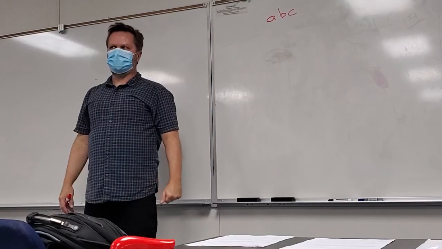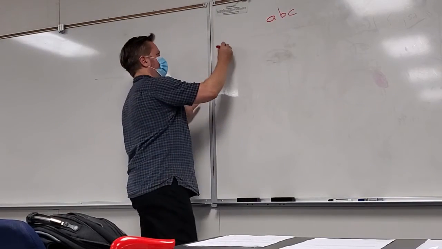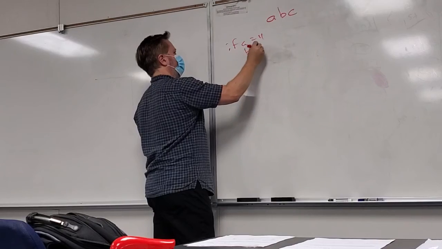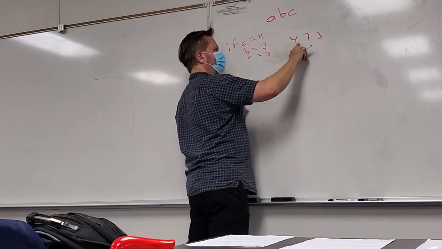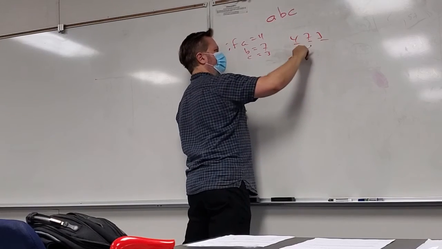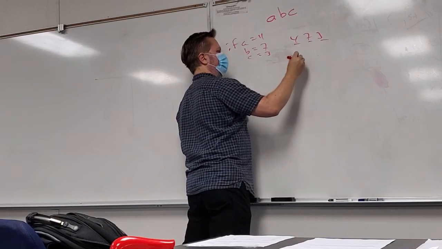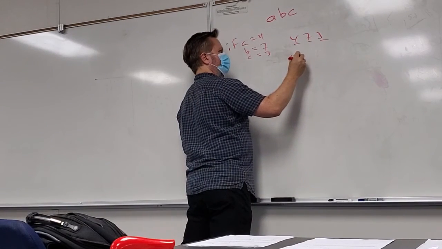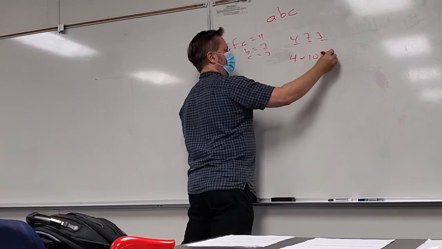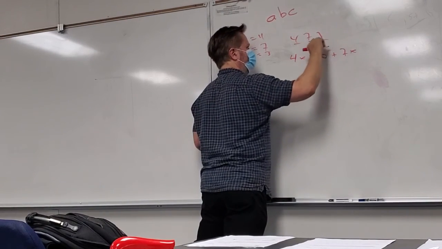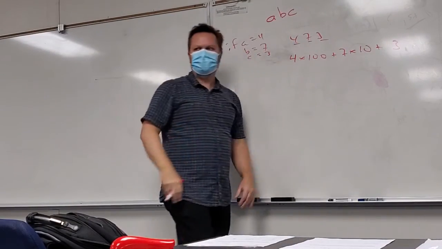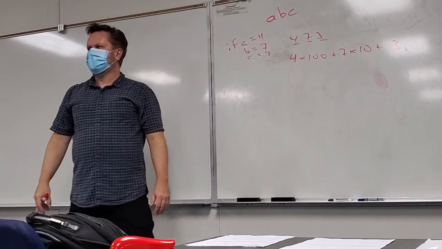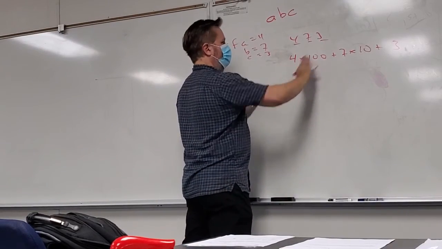Let's write this in a little bit different way. Again, if A is 4, B is 7, C is 3, this is the number 473. Can somebody tell me what that is? Let's go back in time. What does that 4 mean? 4 whats? 400. 400s. And that's 7 tens, and that's 3 ones, right? So isn't this 4? Yeah, all right, let's keep it like that.